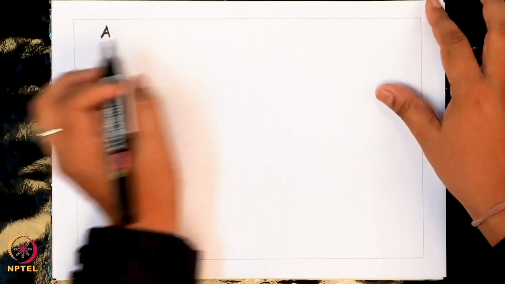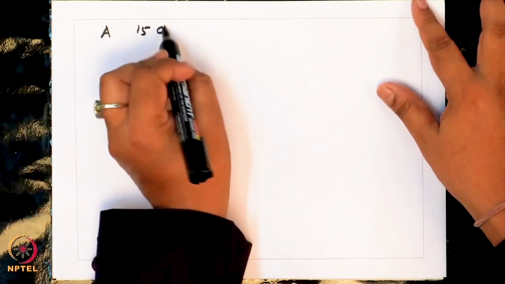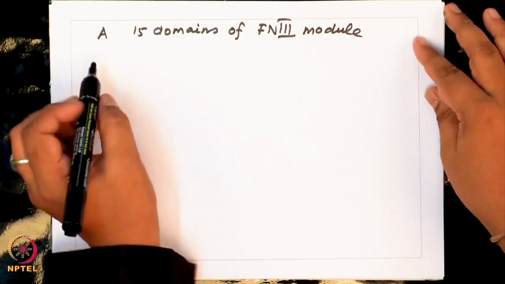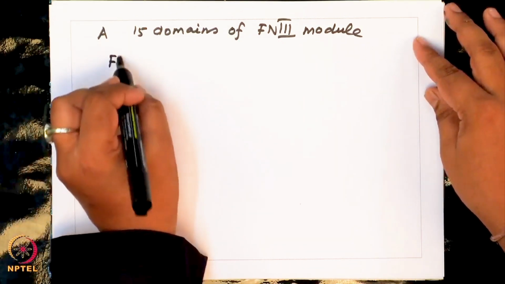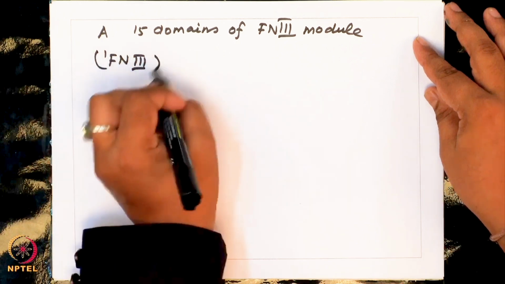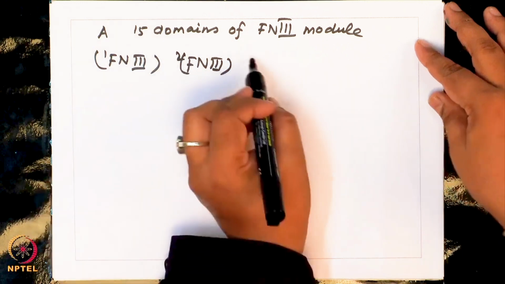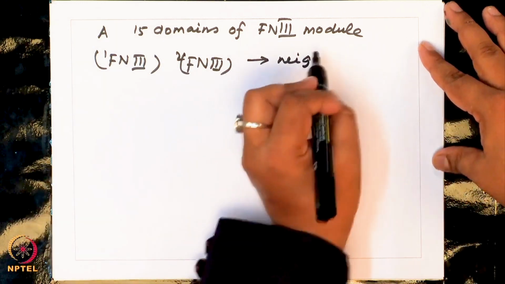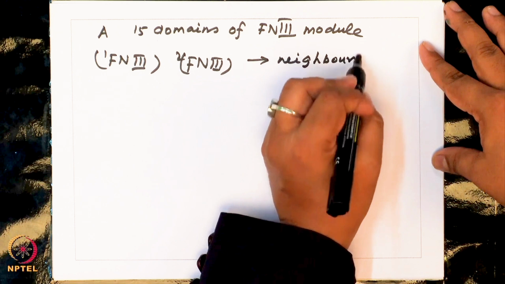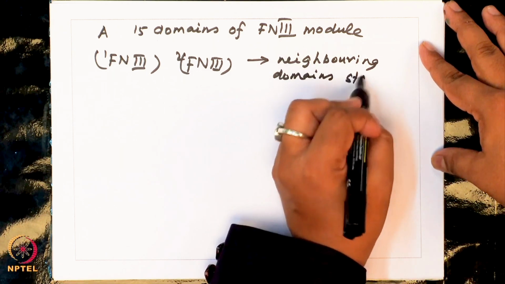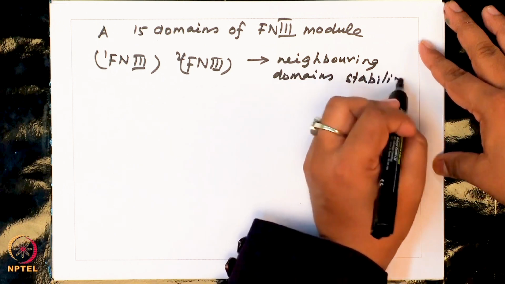Now, let us think of one possibility. Let us say in the actual domain, you had 15 domains of FN3 module. So, you might have neighboring interactions between, let us say, FN3(1) and FN3(2). So, neighboring domains stabilize each other.